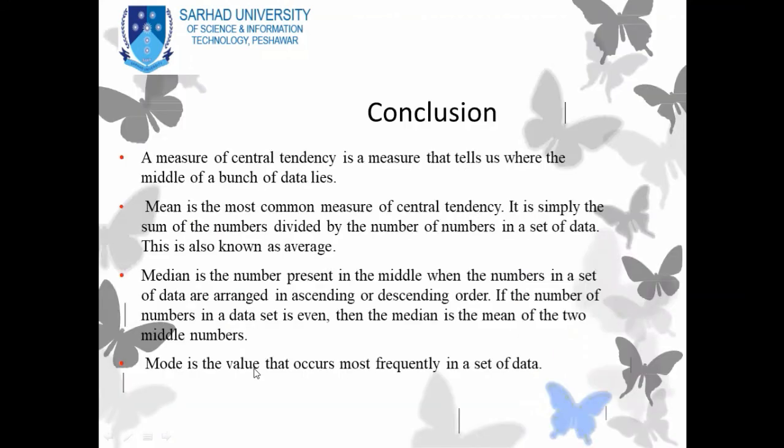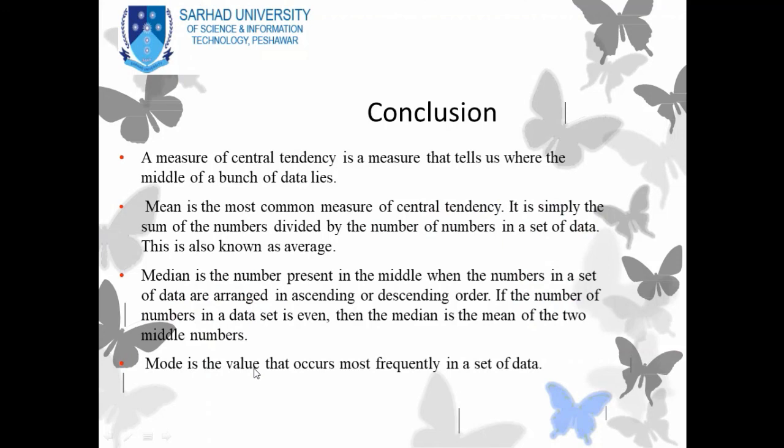So the conclusion of this lecture: a measure of central tendency is a measure that tells us where the middle of the bunch of the data lies. Mean is the most common measure of central tendency. It is simply the sum of the numbers divided by the number of numbers in a set of data. This is also known as the average.